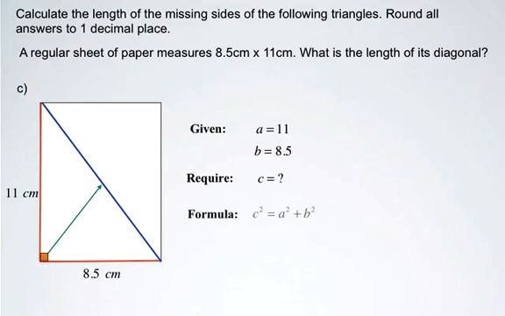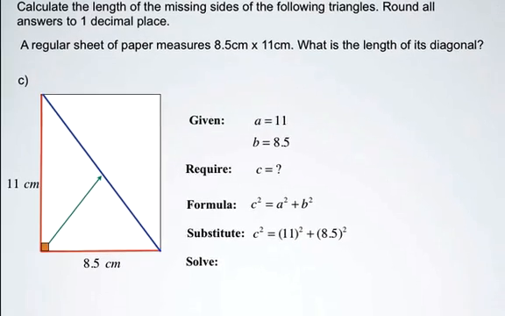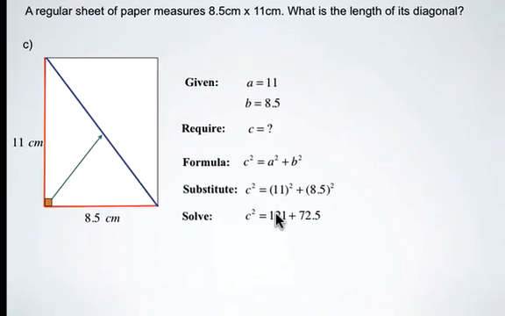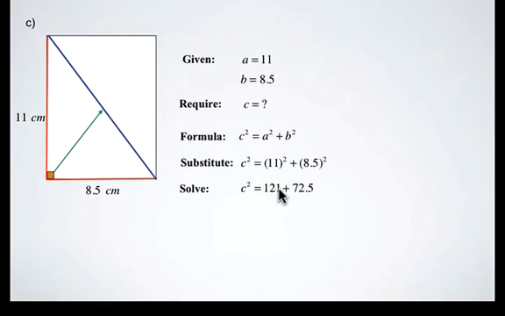So we're going to use our formula, c squared equals a squared plus b squared, and substitute in a is equal to 11 and b is equal to 8.5. And when we solve this, c squared is equal to 11 squared, which is 121, plus 8.5 squared, which is 72.25, and c squared is equal to 193.25. Now when we take the square root of both sides and round correctly, and watch your rounding, the actual answer when we round to one decimal place is 13.9 centimeters.